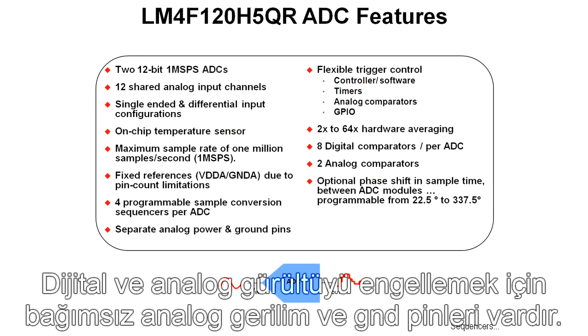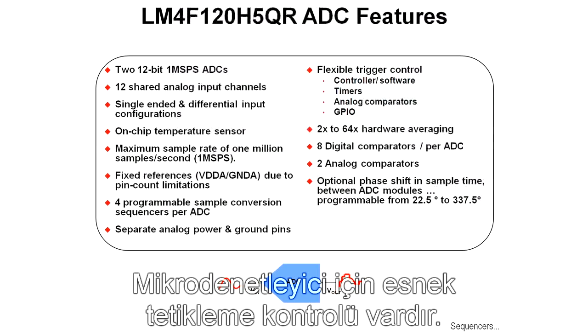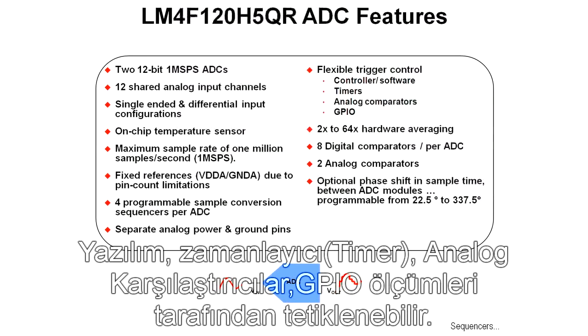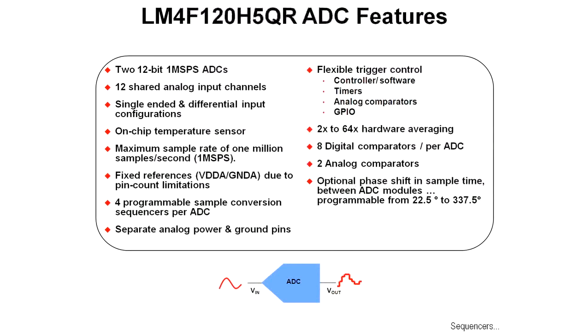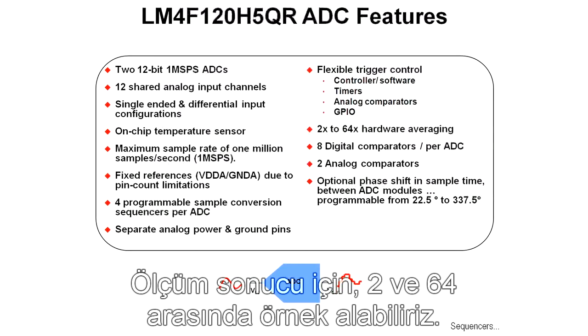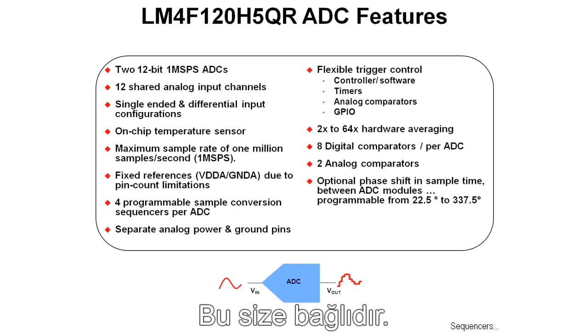Separate analog power and ground pins keep the noise down between the digital and analog sides. Flexible trigger control for the microprocessor: the software can trigger it, the timers can trigger it, the analog comparators can trigger it, and GPIO can trigger a measurement. We have hardware averaging where between 2 and 64 samples, in powers of 2, are averaged together to generate a result.